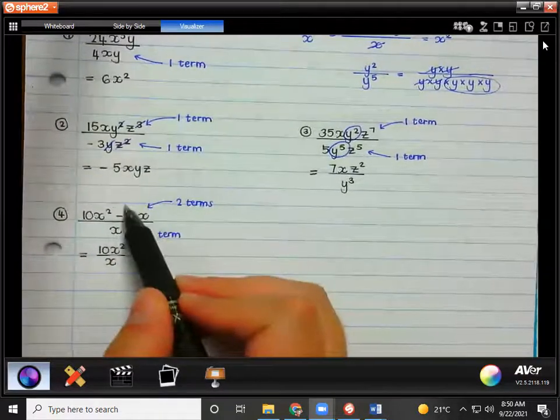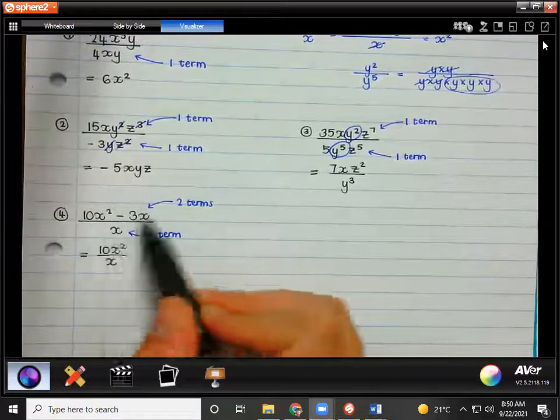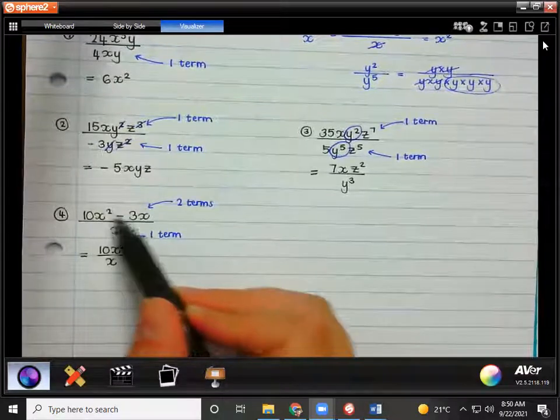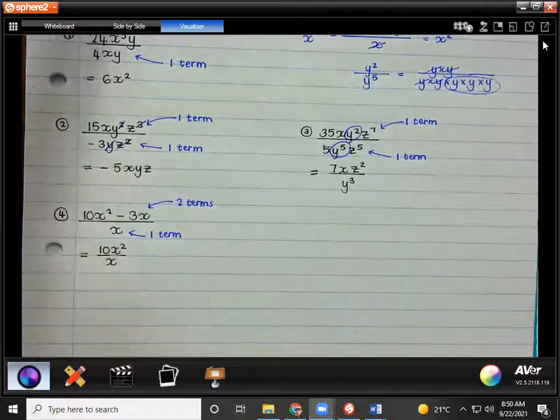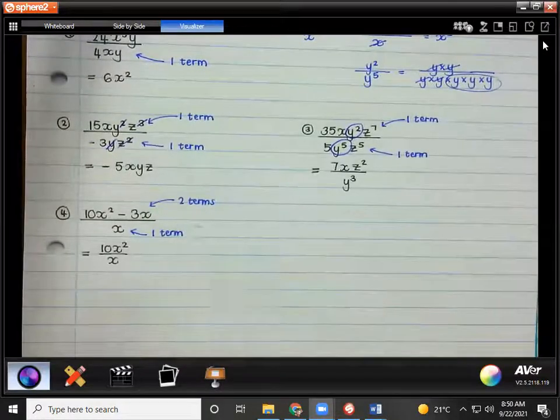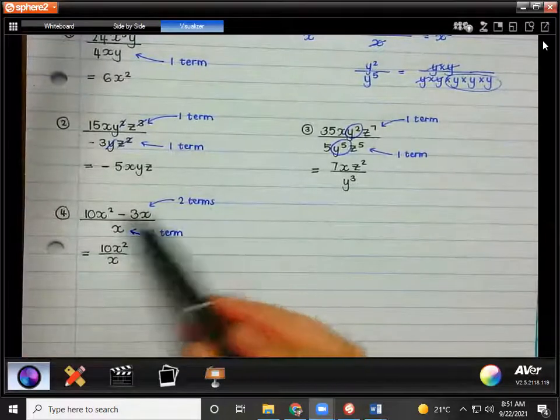Well, we can't in this case. Sorry, thank you for saying that because I forgot to mention that. Guys, do we see that these are not like terms? 10x squared and minus 3x. All right, they're not like terms, so I can't subtract them. But if they had been like terms, you would simplify that first. Okay, thank you, Eve, for reminding me. Does that make sense, guys?